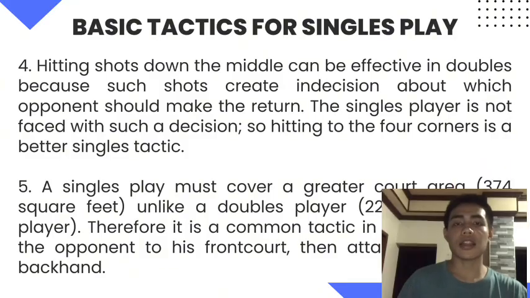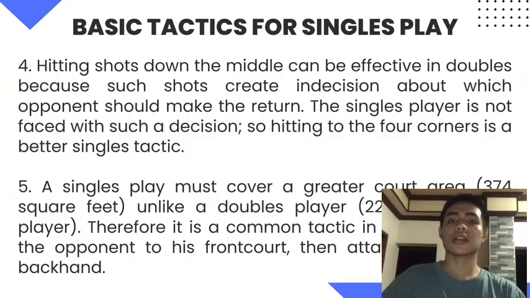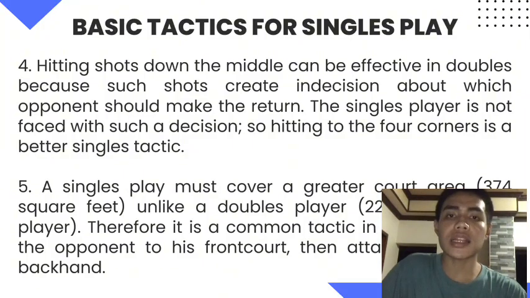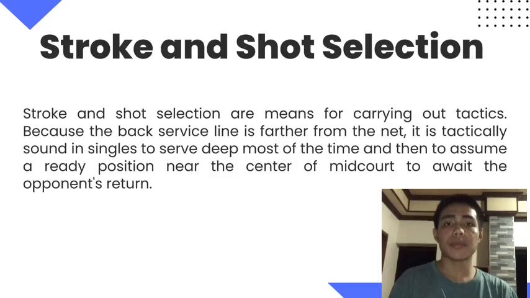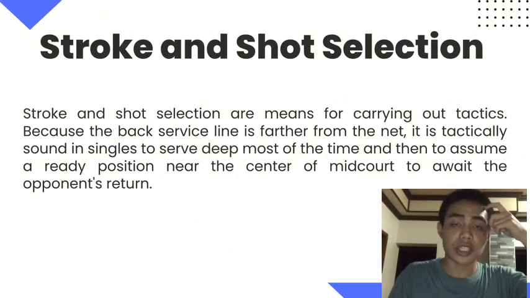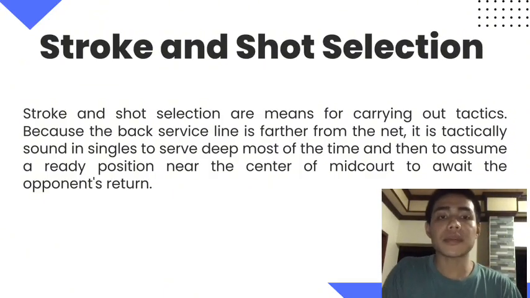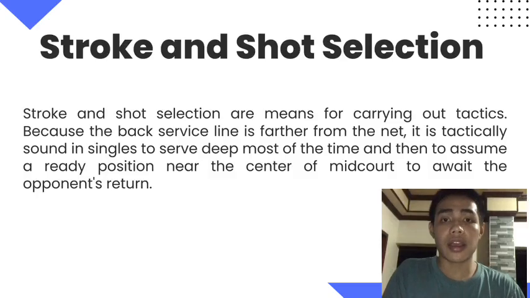Then shots in the middle can be ineffective in doubles because such shots create indecision about which opponent could make the return. The singles player is not faced with such a decision, so hitting the four corners is better in singles tactics. A singles player must cover a greater court area.